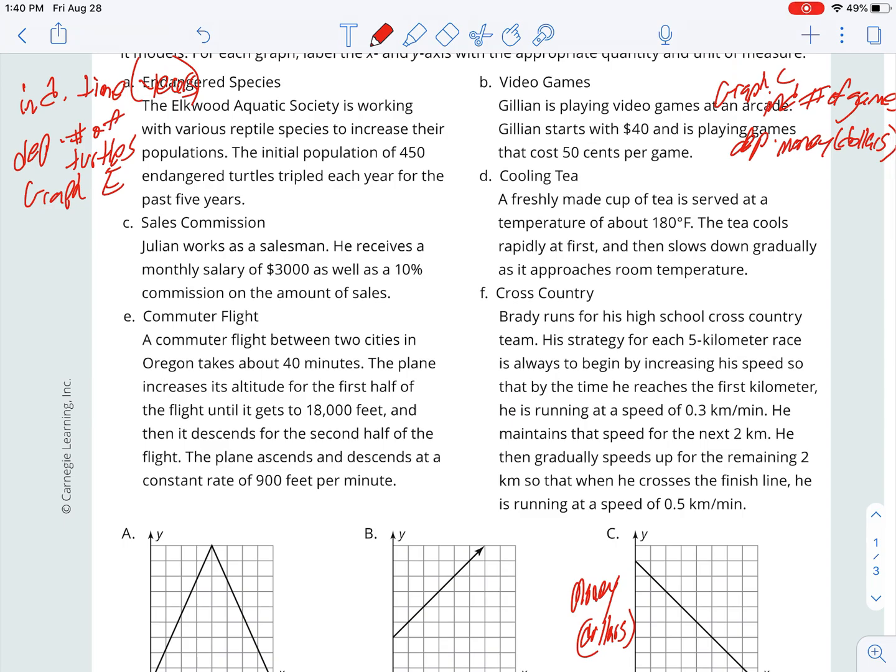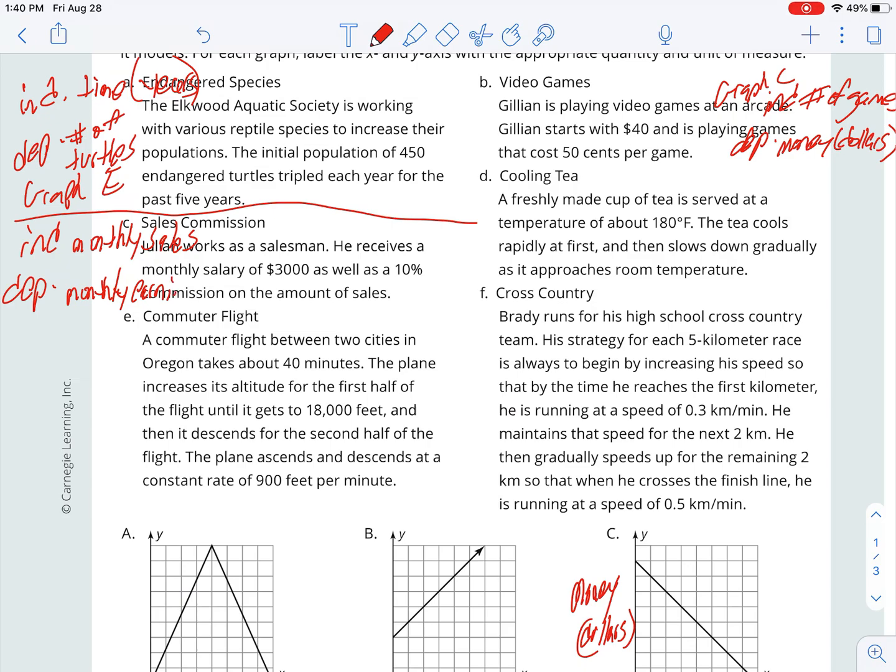Letter C, sales commission. Julian works as a salesman. He receives a monthly salary of $3,000 as well as a 10% commission on the amount of sales. So some jobs are like this where you automatically get $3,000, and then after that you'll get an additional set amount of money based off how many sales you make. Now there's no time here, okay? So we need to think a little bit differently for our independent. So you get a salary, and in this instance, your salary is going to be based off how many sales you make. So this is going to be your monthly sales. And then from there, the monthly earnings.